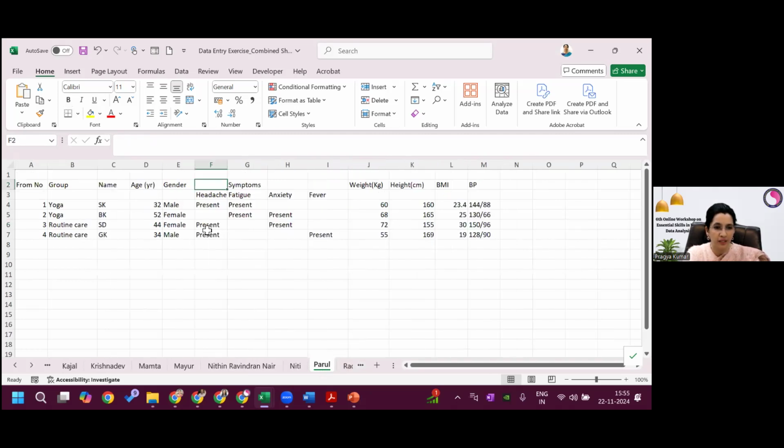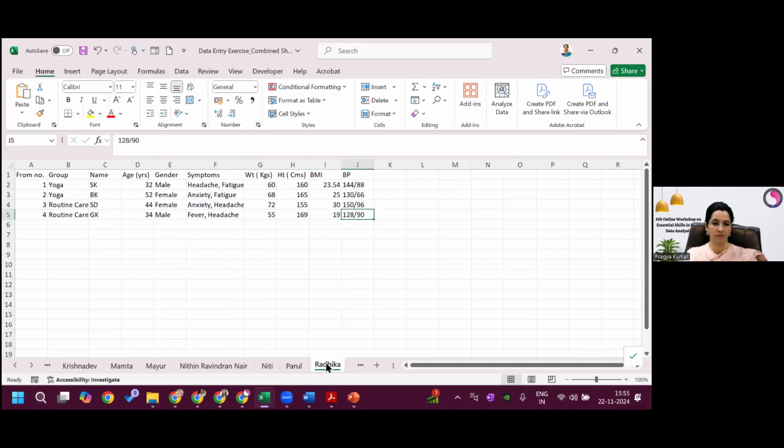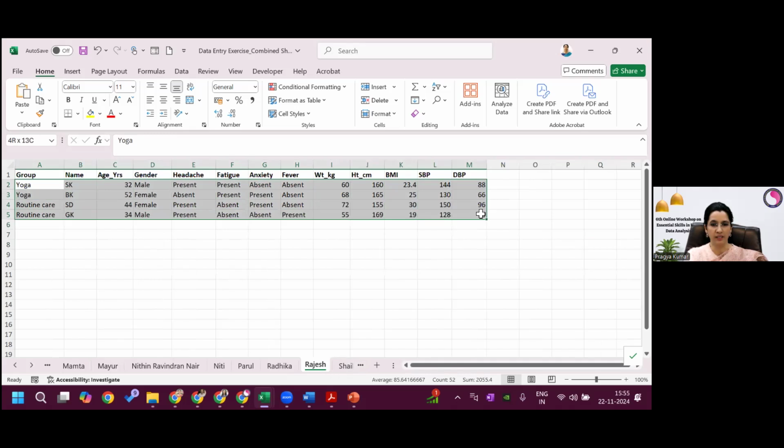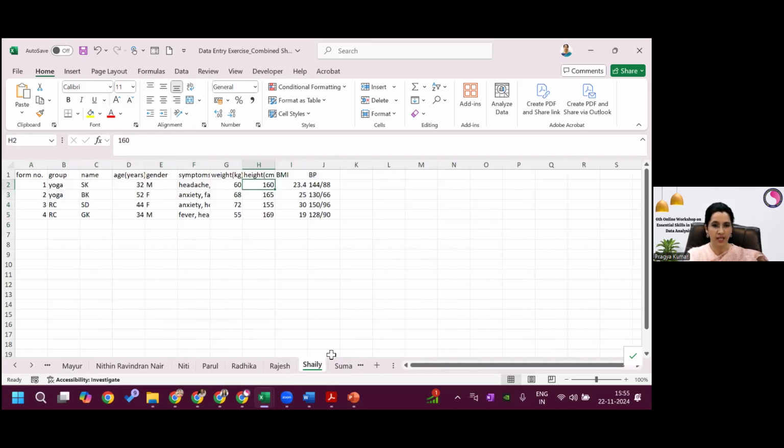Parul, again, I think this is up and down. She has entered up where it should be in the same. One is missing here. And then again, BP should be in a separate column. Coming to Radhika, again, symptoms and BP. Rajesh, I think Rajesh has done it correctly. Male, female, yes, all correct. Shelly, same problem, symptoms all in one and BP.